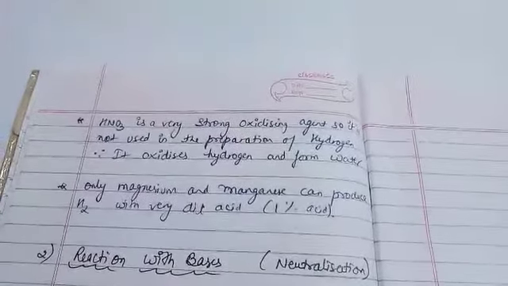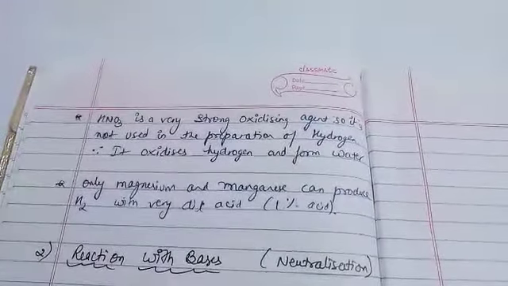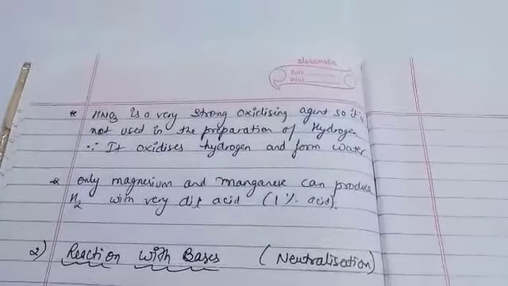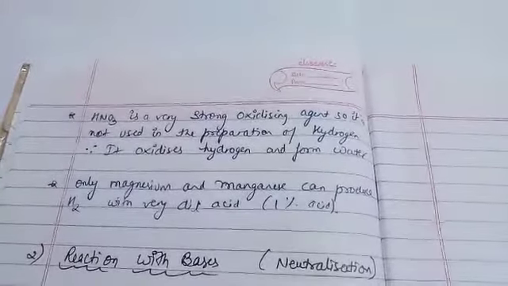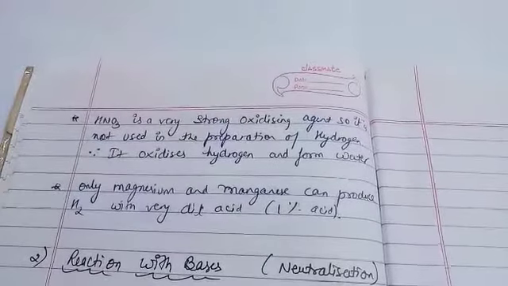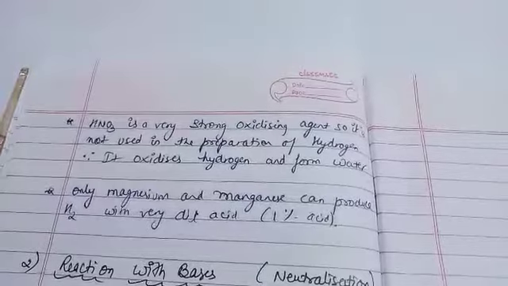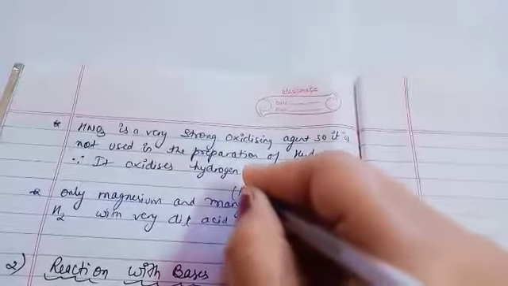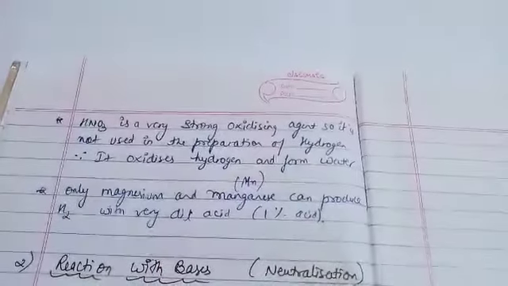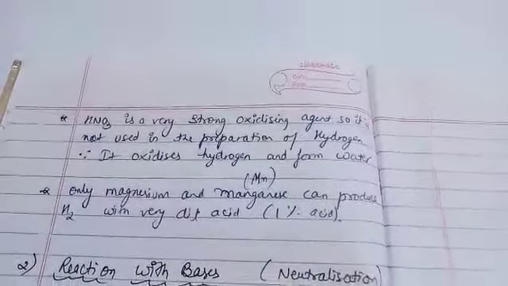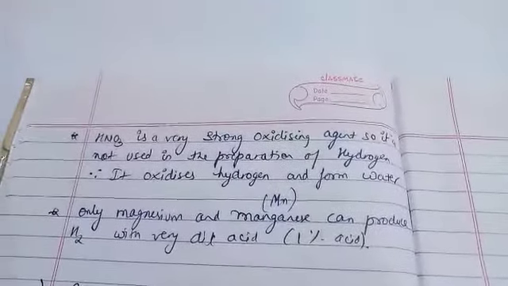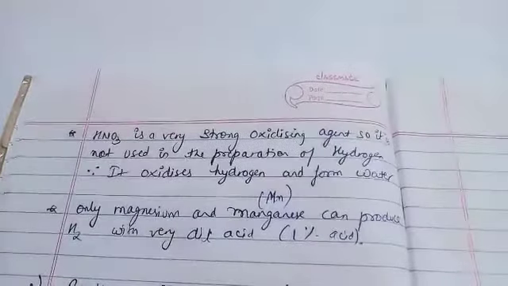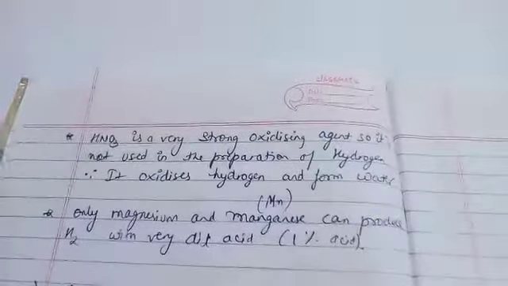Why? Because HNO3 is a very strong oxidizing agent, and instead of forming hydrogen, it forms water. Whenever we use HNO3, it is very dilute, and generally magnesium and manganese can produce hydrogen with very dilute acid, about 1% acid. The symbol of manganese is Mn, capital M, small n. So maybe a question is why HNO3 is not used for production of hydrogen? Because it is a very strong oxidizing agent. This one is your first chemical property.